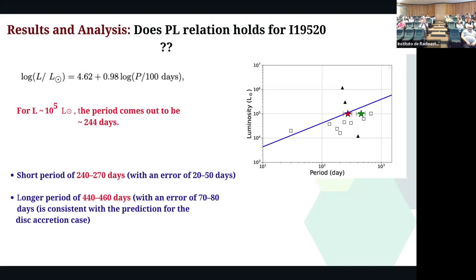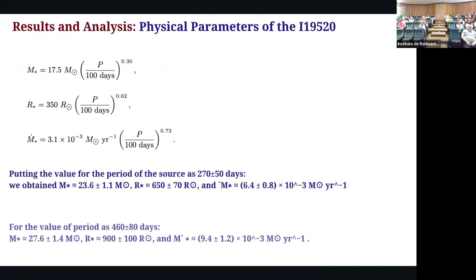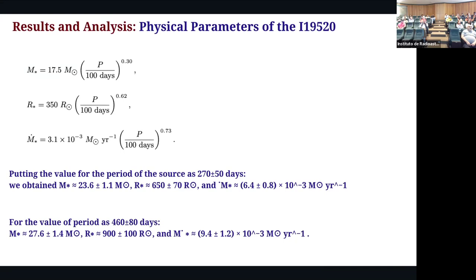But we cannot disregard the other plausible explanations of the variability in this source. For that, I'm going to discuss the plausibility of other feasible scenarios in the next slide. I forgot to mention about this slide. The authors, Inoue et al. 2013, have also given equations to determine the mass, radius and mass accretion rate of the source, depending on the period of the source.